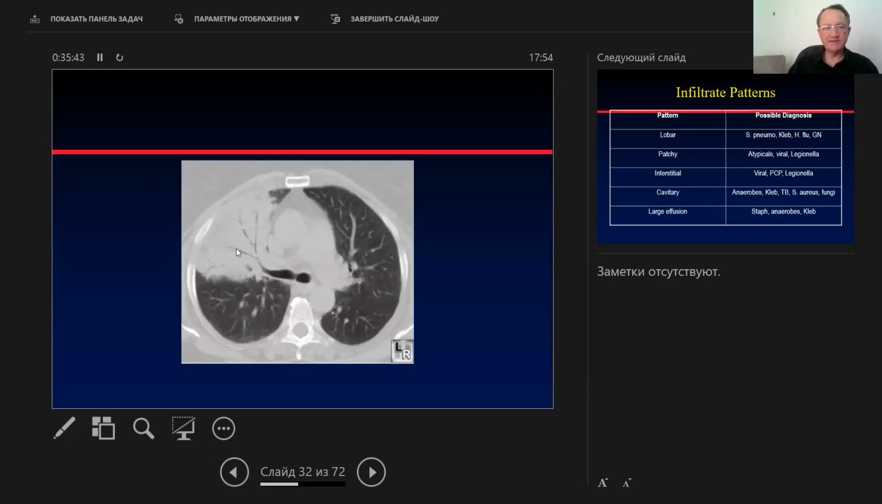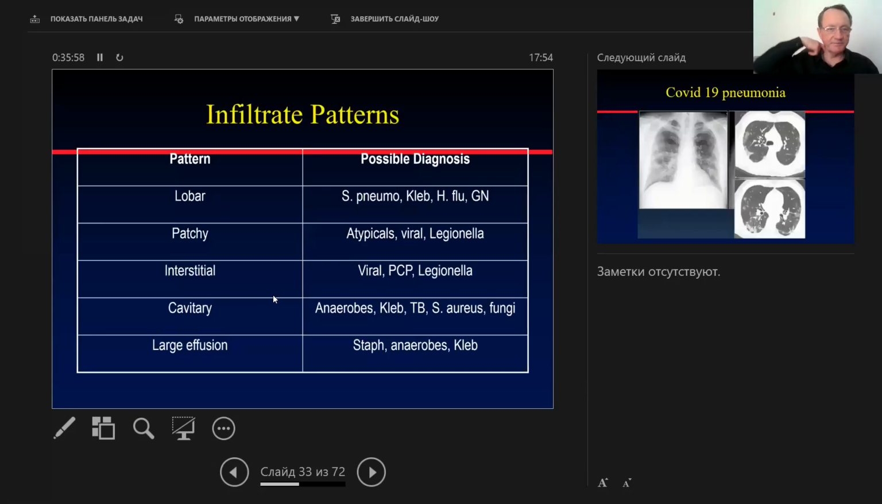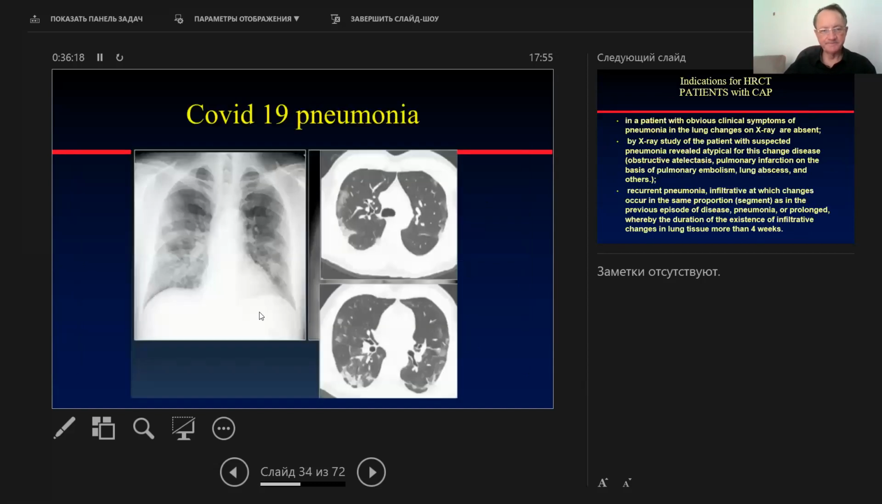It's mostly a CT scan, and you can see consolidation with a bronchogram. You can see the bronchi, and infiltrate pattern. It may be lobar, patchy, interstitial, cavitary, and large effusion. That's what kind of infiltrate pattern we can detect due to X-ray examination.